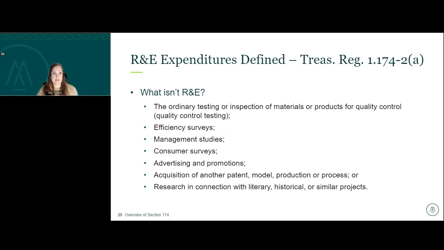There is a list of what is not R&E. So there's not really a list of what fully is, but there is a list of what it is not. Any quality control expenses, efficiency surveys, management studies, consumer surveys, advertising and promotions, acquisition of another patent, or any research in connection with literary, historical, or similar projects. So this is really just any activity that surrounds R&D but is not directly attributed to it, would not qualify.